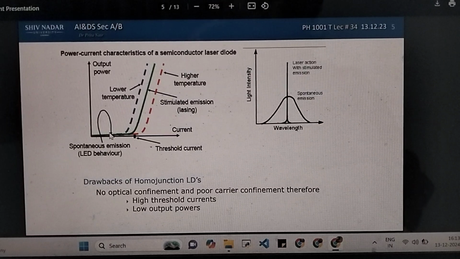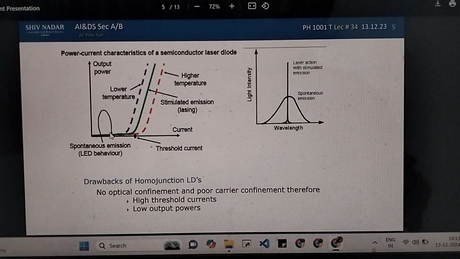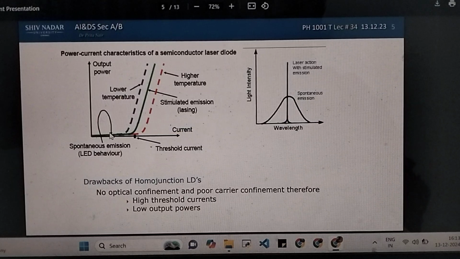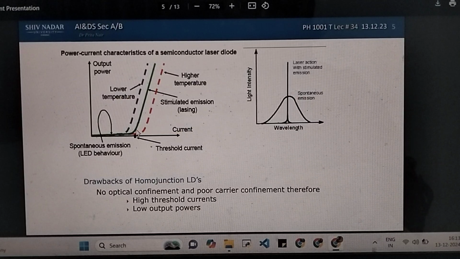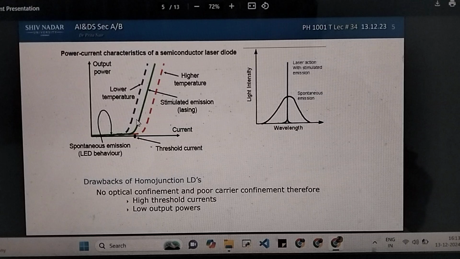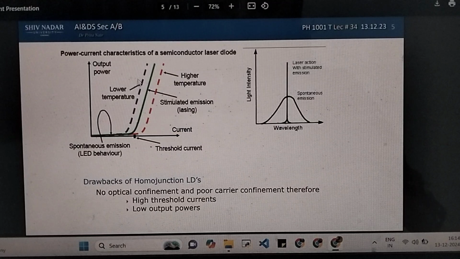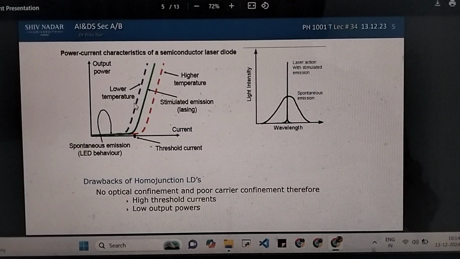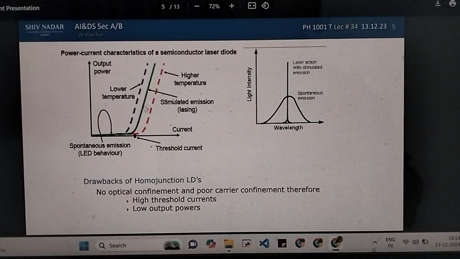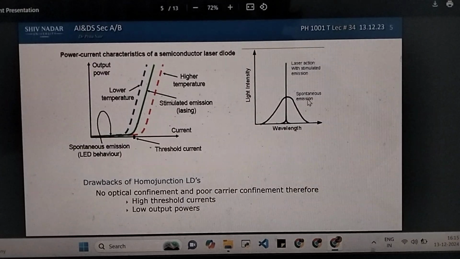You don't even have any light emission actually. Almost close to nothing, because you need stimulated emission for lasers. So once it crosses the threshold value, stimulated emission begins, so your power increases. So that's the green line. The blue and red lines represent the same thing at lower and higher temperatures. So what this graph tells us is, as your temperature increases, your threshold current is going to increase.